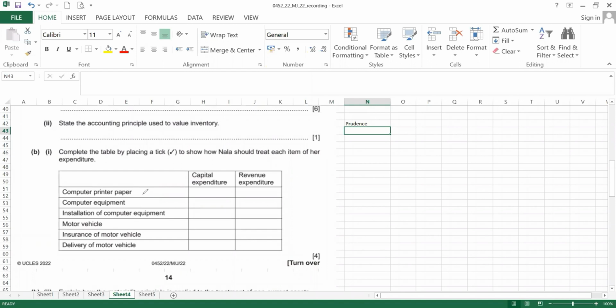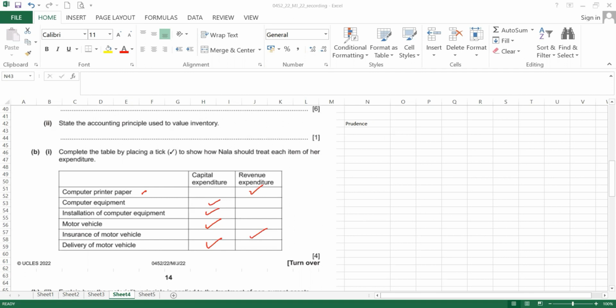Stationery, they normally have the paper. Computer printer paper, normally they buy to sell. Computer equipment, they should buy it for own use. Installation is also capital expenditure because it is the first-time installation. Motor vehicle should be a non-current asset. Insurance is always a revenue expenditure. Delivery of the motor vehicle. Delivery charge, this refers to the delivery charge when they buy the motor vehicle. So this is the cost, initial cost. So this should be the answer for it.